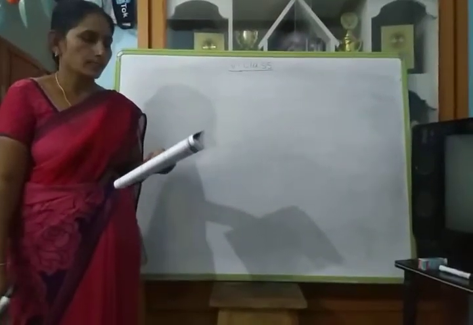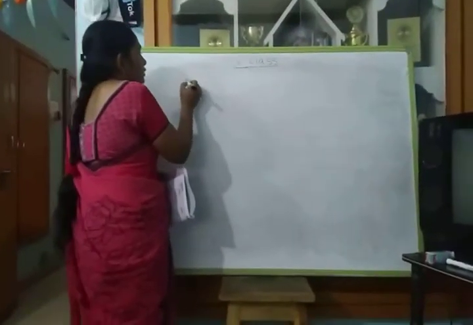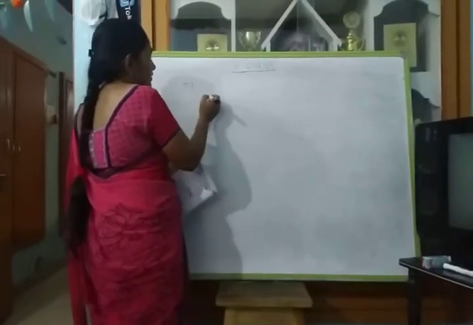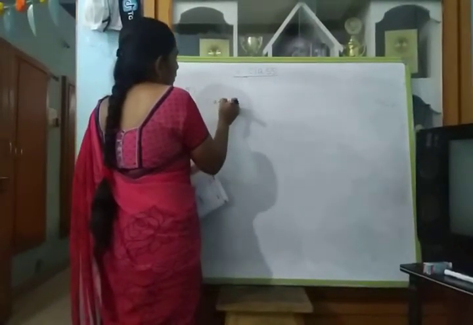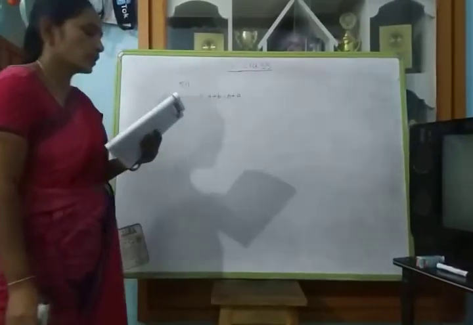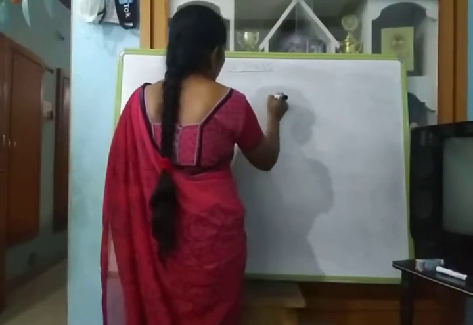Before going to today's class, yesterday's homework problems, just listen. 51, matching. See the first one: a plus b is equal to b plus a. This is known as which property? Commutative under addition. Q is correct.